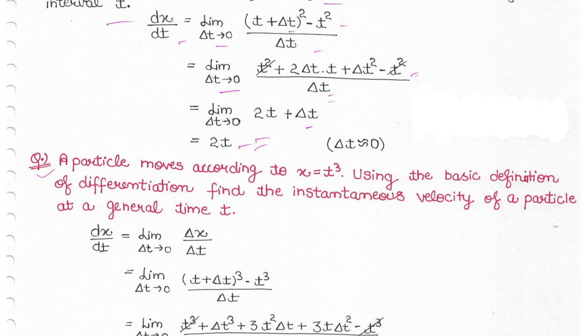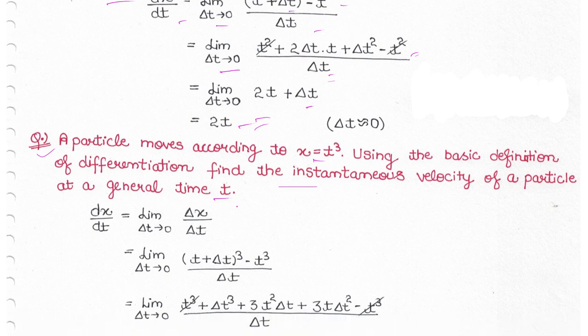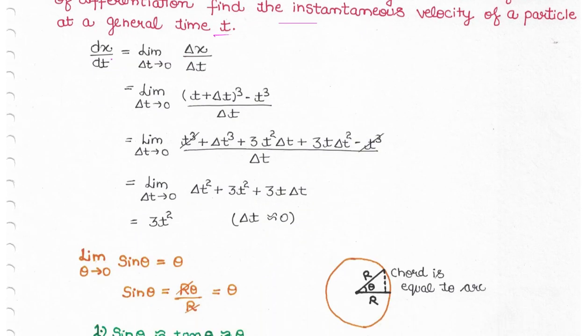Now in another question, a particle moves according to x = t³. Using the basic definition of differentiation, find the instantaneous velocity of the particle at a general time t. As in the previous question, we can write dx by dt is equal to the limit as delta t tends to 0 of delta x by delta t. So the limit as delta t tends to 0 of (t + delta t)³ minus t³ by delta t.